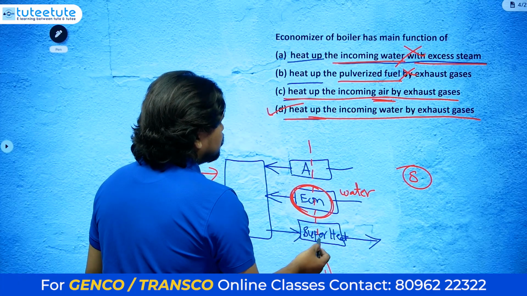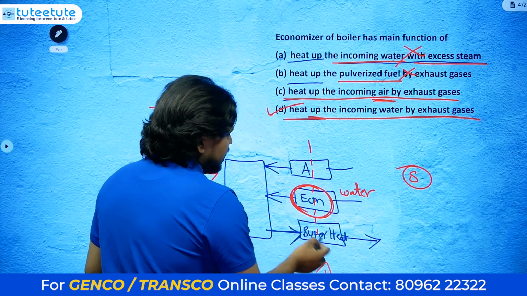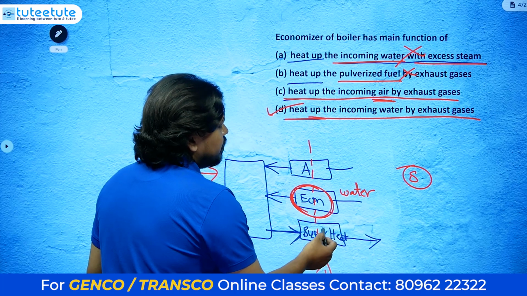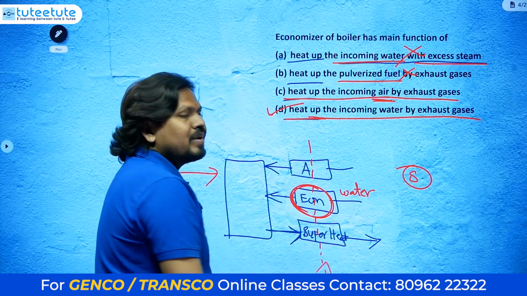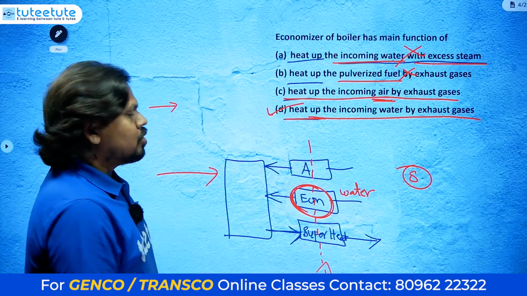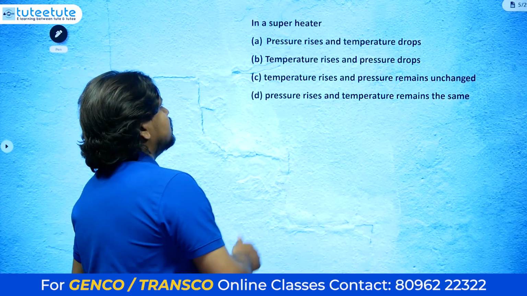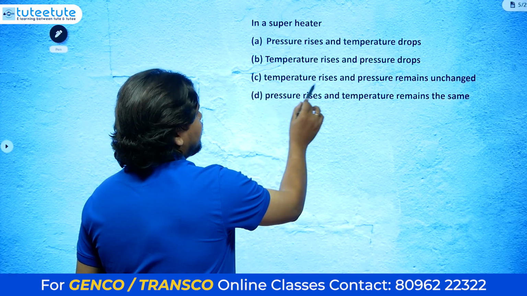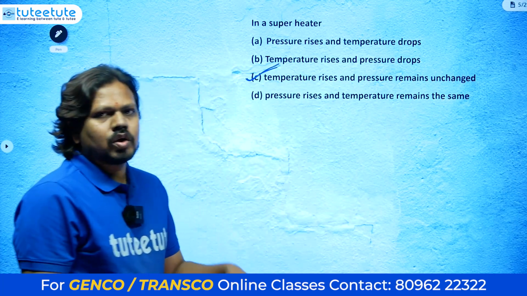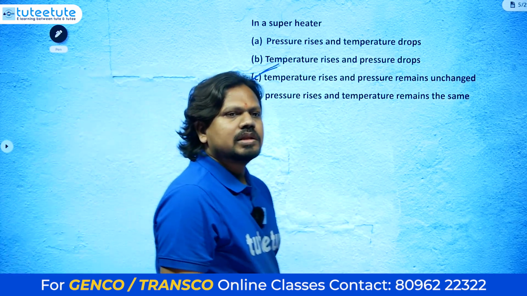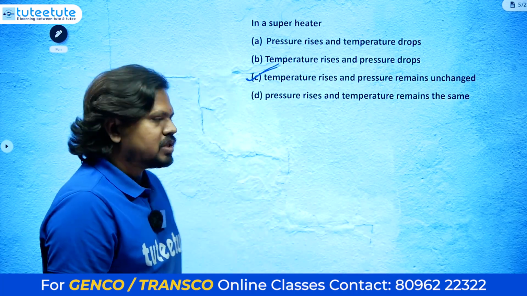In the superheater, steam will be coming. The temperature of this steam will be increased a little bit. That is what is happening in the superheater, but the pressure will not be changed. Only temperature increases, but pressure remains unchanged. Option C is correct. I have explained the same question in the other video also, in 500 questions, so you can watch some more explanation regarding that.